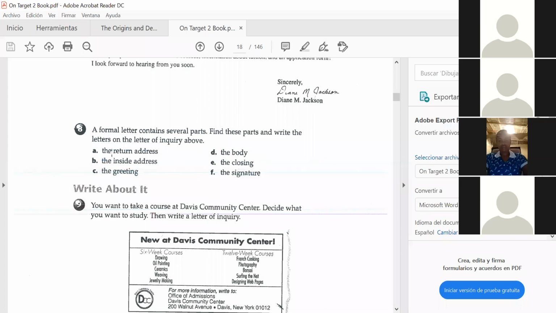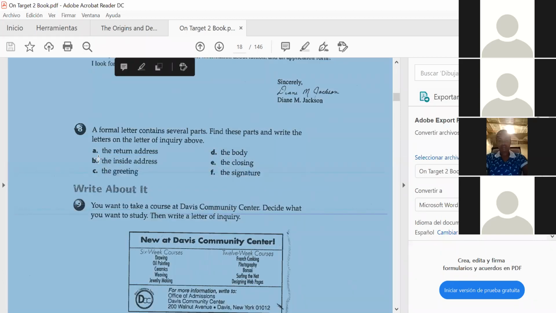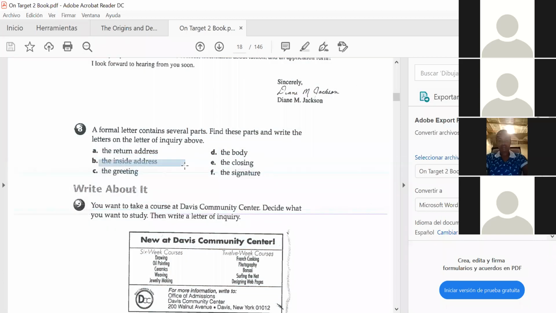A formal letter normally has a return address, okay? It also has an inside address, all right? It has a greeting, the body, the closing, and the signature.